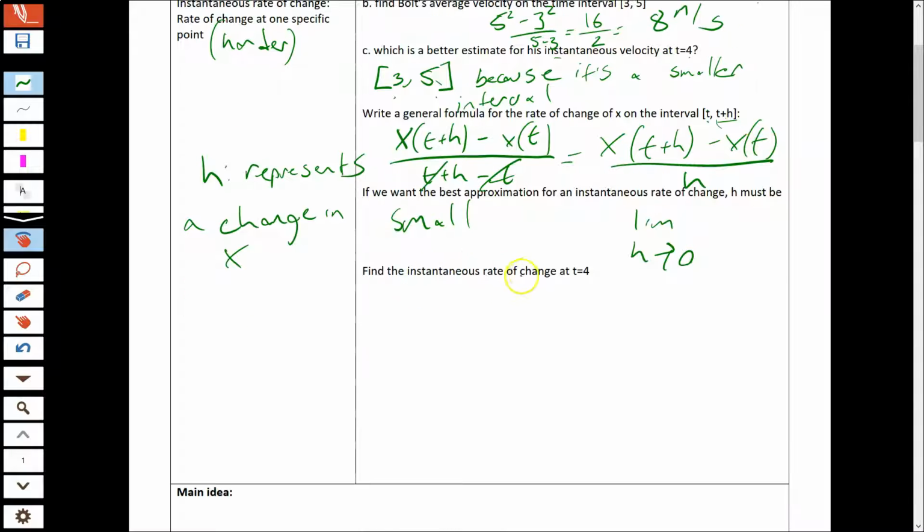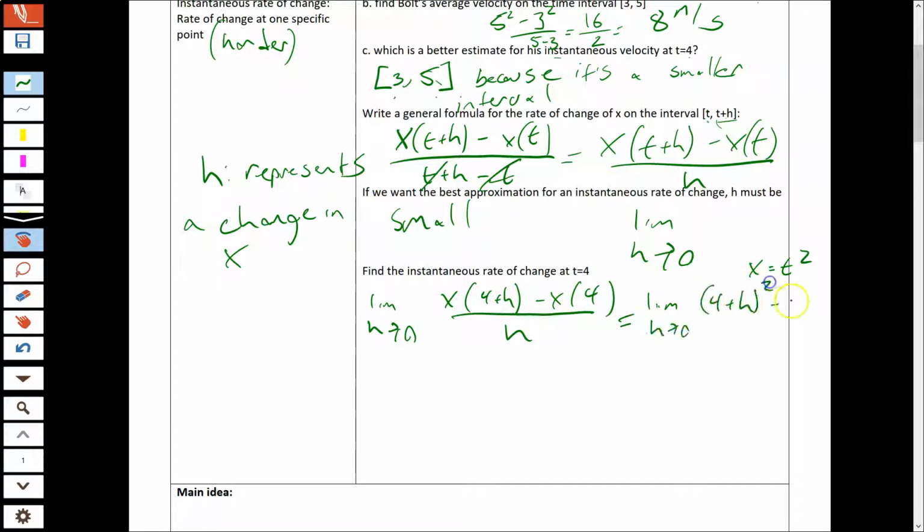So if we want an instantaneous rate of change at t equals 4, this is super cool. We can take the limit as h goes to 0, rather than trying to guess at it, we can find it exactly, of this expression here. So x of 4 plus h minus x of 4 all over h. Remember now, x of t was equal to t squared, right? So x of 4 plus h means I square that, and x of 4 means I square that.